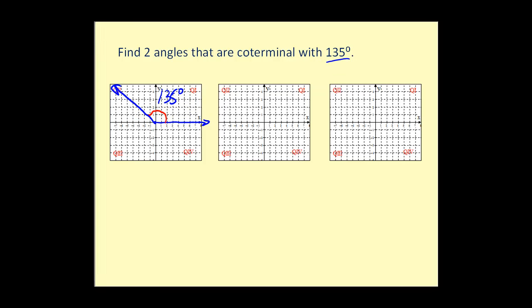Well, remember that 360 degrees represents another revolution. So if we take 135 degrees and add 360 degrees to that, that would be just one more revolution past this angle, which would be 495 degrees. So we start here, rotate one complete revolution, there's 360, and then another 135 degrees, which would end up here, being coterminal with the initial angle.